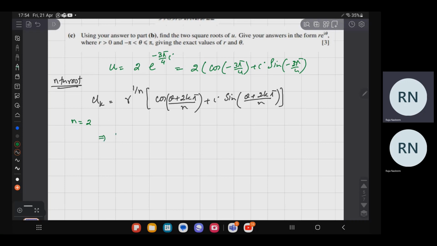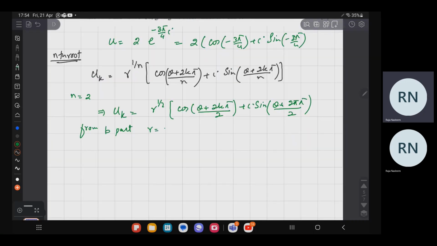This implies that uk is equal to r power 1 over 2, which is the root term, times cos of theta plus 2k pi over 2 plus iota sine of theta plus 2k pi over 2. We have found r is equal to 2, and theta is equal to minus 3 pi by 4.